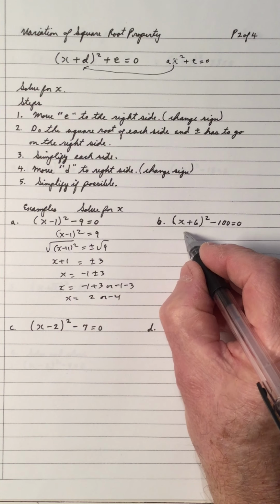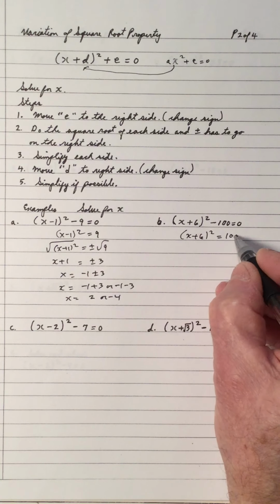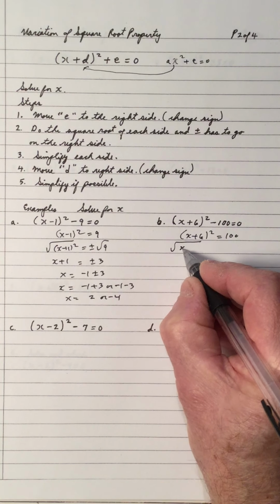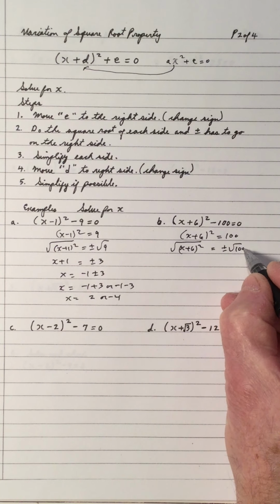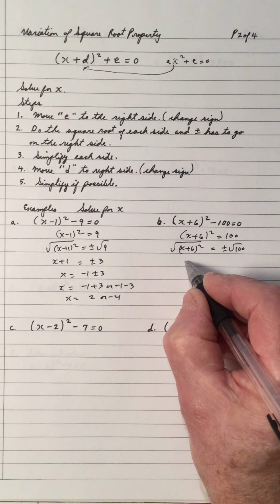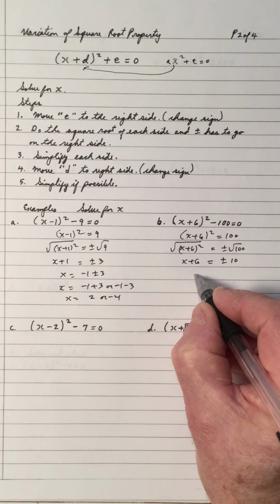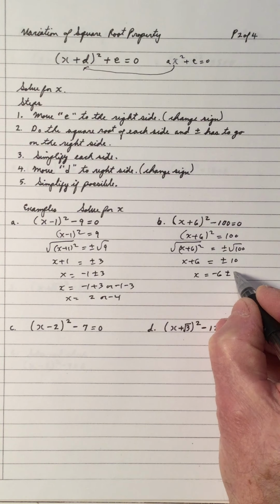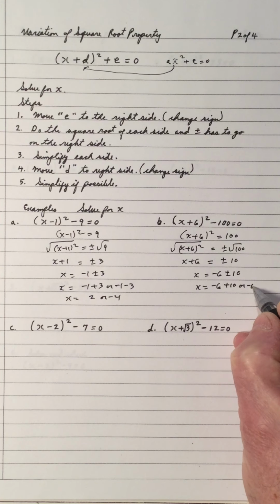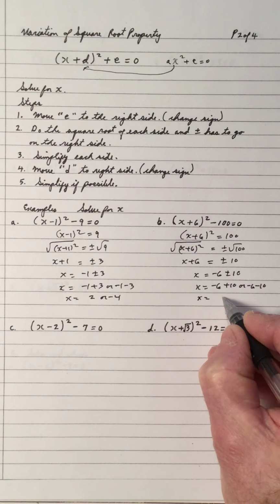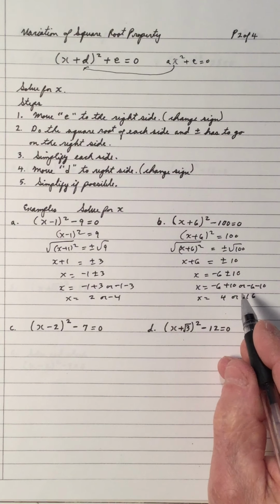Part b is the same, so we have x plus 6 squared equals 100. When you move it to the right, change the sign. We take the square root of x plus 6 squared equals plus or minus the square root of 100. Simplify. The square root of x plus 6 squared is x plus 6. The square root of 100 is plus or minus 10. So x equals negative 6 plus or minus 10. x is negative 6 plus 10 or negative 6 minus 10. So x is equal to 4 or negative 16. Again, two solutions because it's quadratic.